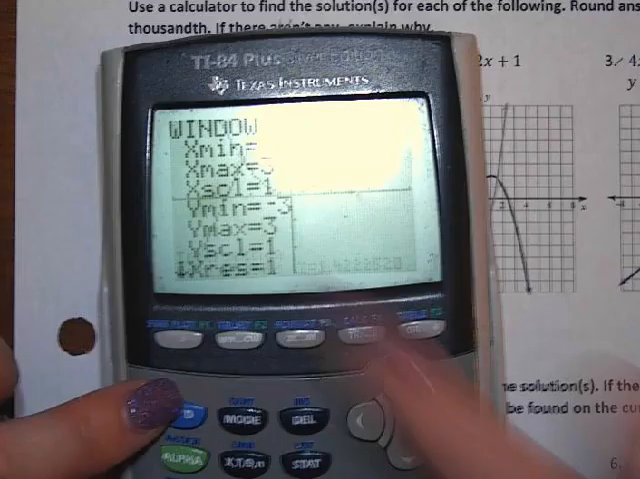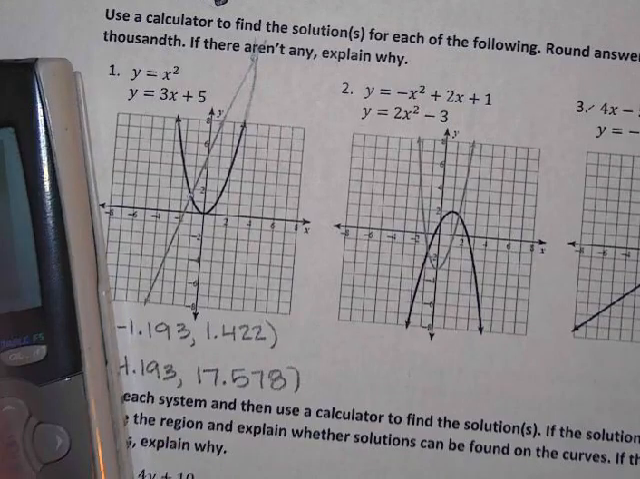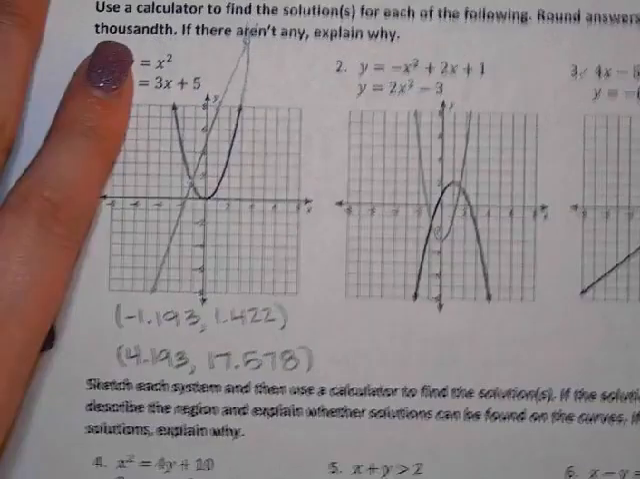I can come over and help them in a minute. All right, so go ahead and keep working on those, 1 through 3 is what we're working on right now. So go ahead and look at the other two.